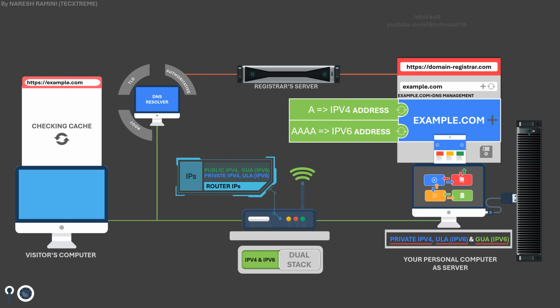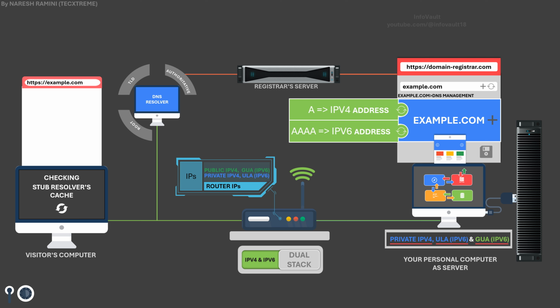The browser first checks its cache to see if it has recently resolved this domain. If it finds the entry, it uses the cached IP address. If the browser doesn't find the entry in its cache, the request is sent to the operating system's stub resolver. A stub resolver is a component of the operating system that handles DNS queries on behalf of applications.